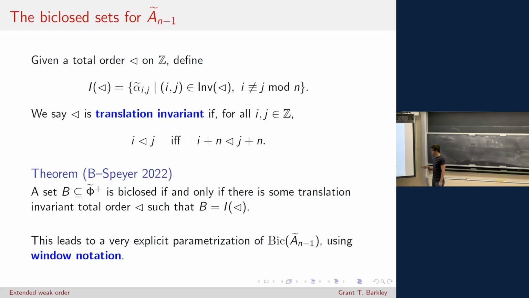Okay, so there's a nice combinatorial parameterization, and one way to do this is using window notation. I'm not going to talk about that, but if somebody has questions about it after, I can tell you that.